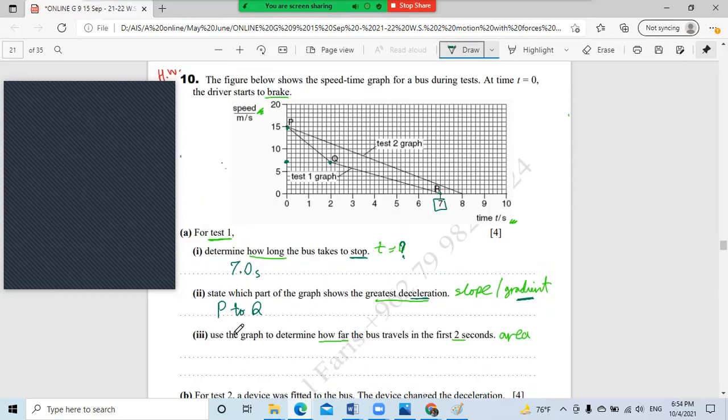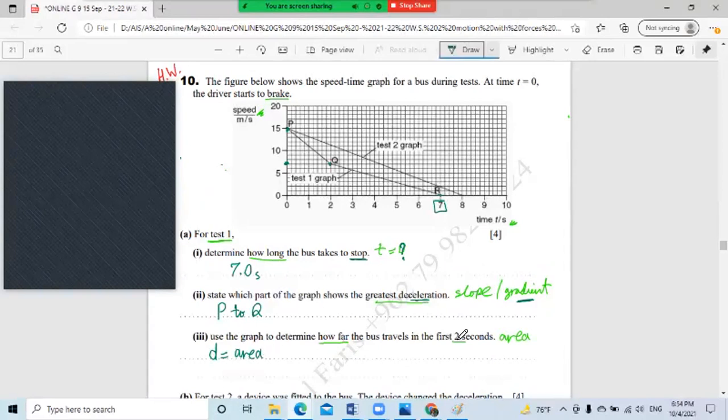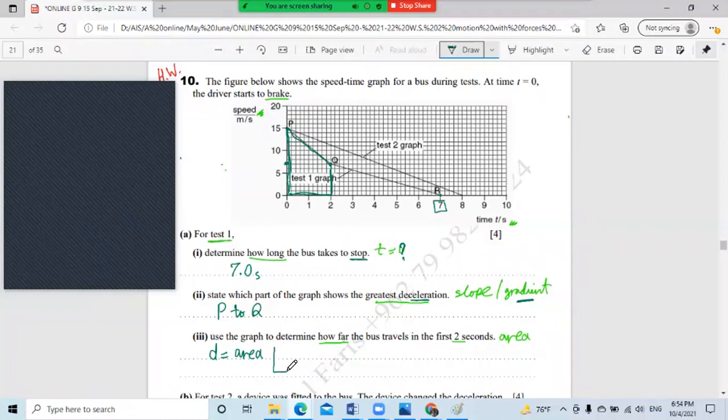Next, use the graph to determine how far. They ask about the distance. When they ask how far, which we know as area, in the first 2 seconds, this is the area. What is this shape called? Trapezium, trapezoid, exactly. Yes, bravo. So how can we find its area?